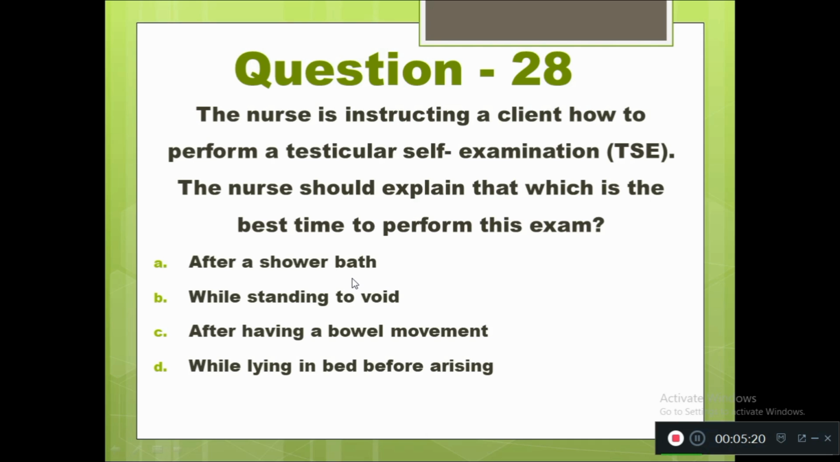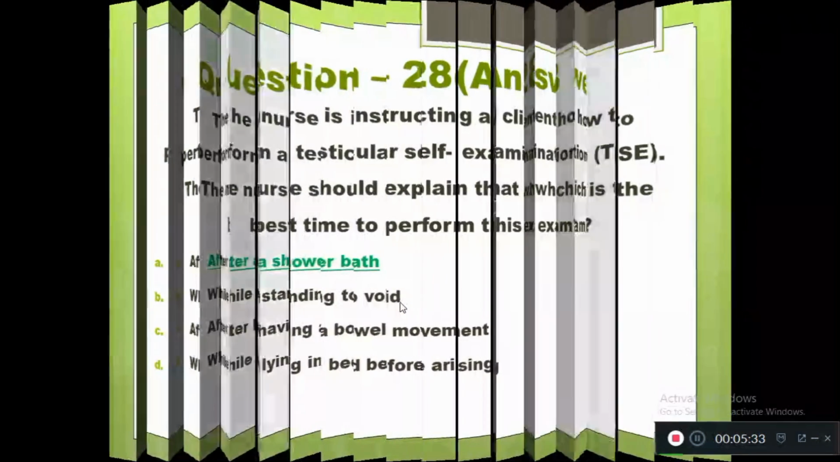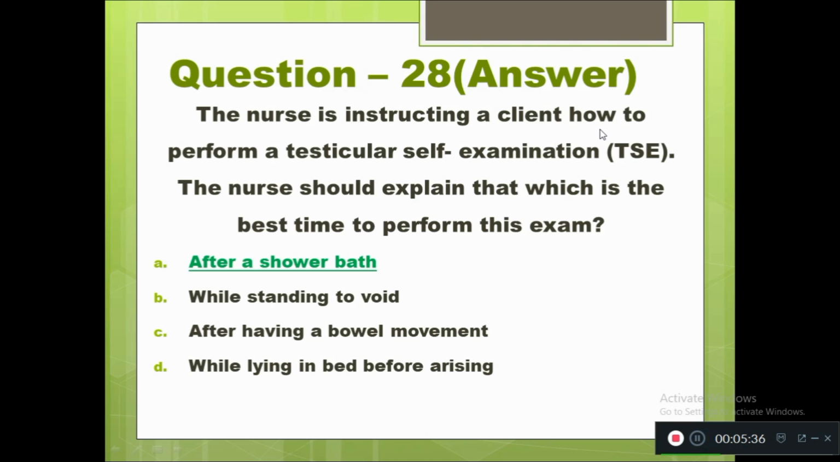During that time, the patient's hands are warm and the testes are a little relaxed. During that time, any palpation can identify any abnormal findings inside. Okay, this is the answer for that, after a shower bath.